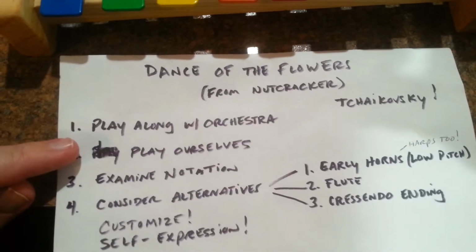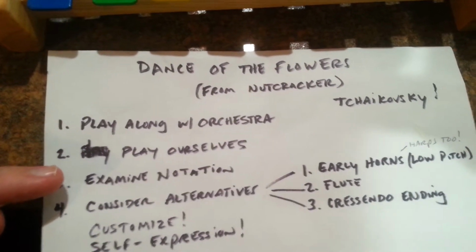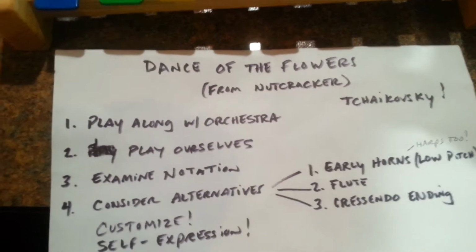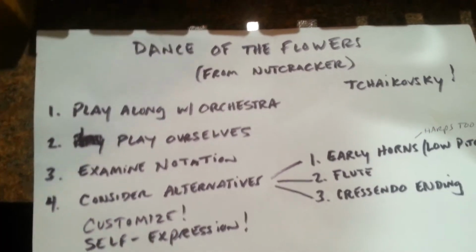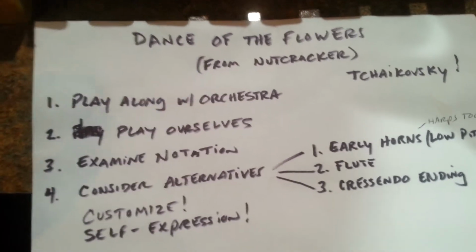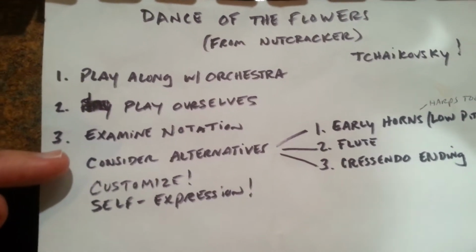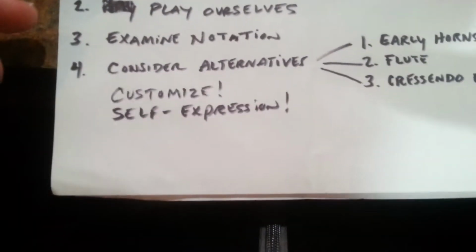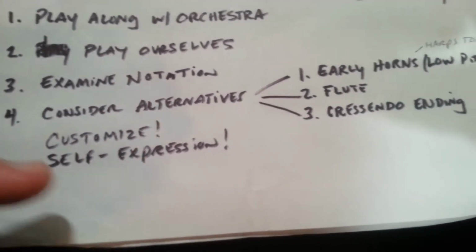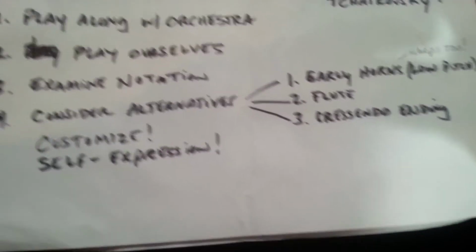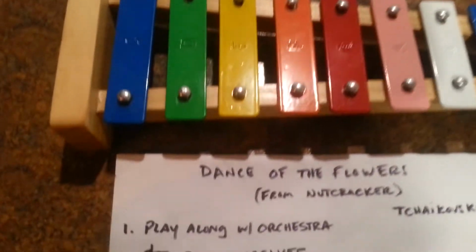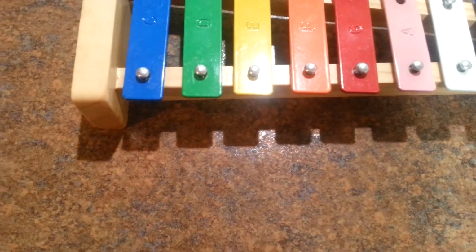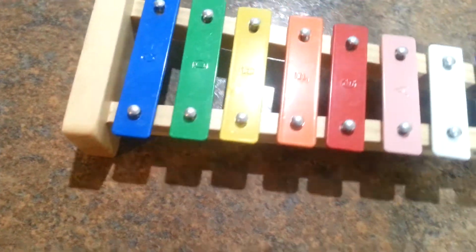Here's what we're going to do. First we're going to play along with the orchestra, then we're going to play by ourselves. There'll be a couple little variations of linking the passages together, because when we play with the orchestra we can allow them to link the passages together. Then we're going to examine the notation, and then we're going to talk about the plenty of chances to customize these different parts. The version I chose is the pink flower version. And without further ado, let's get going.